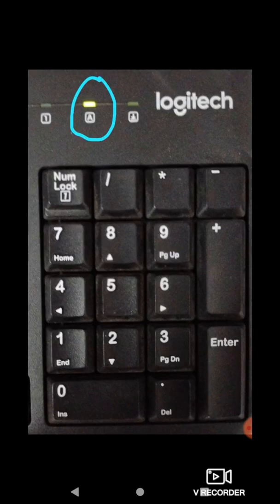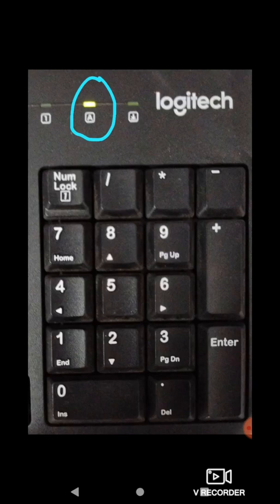I have circled the picture. You see there is a light indicator and there is a capital A below the light indicator. So as soon as you press the caps lock key, the light goes on so that we can understand that the caps lock key is on and all the letters will start appearing in capital letters.